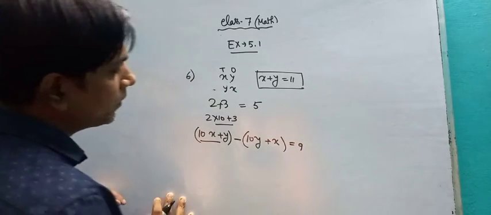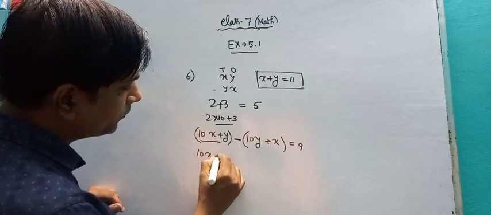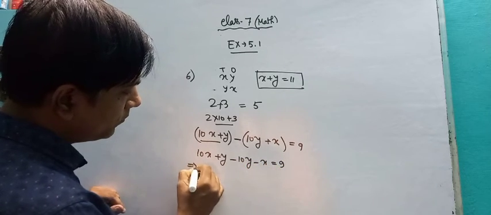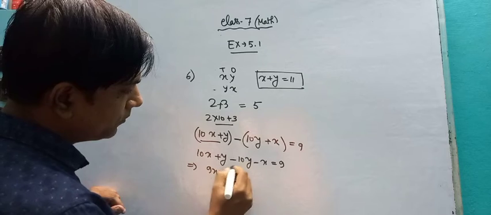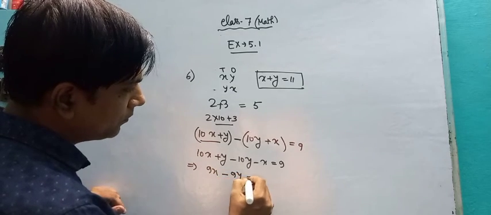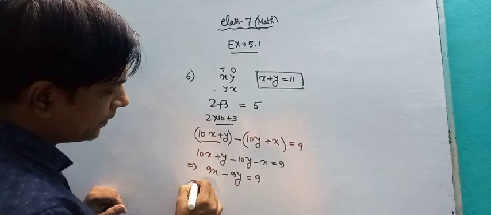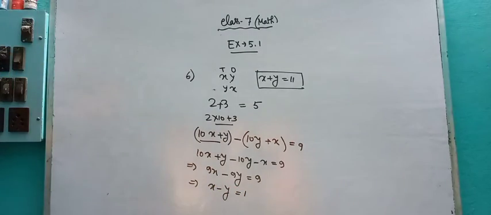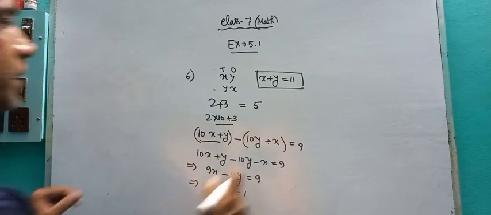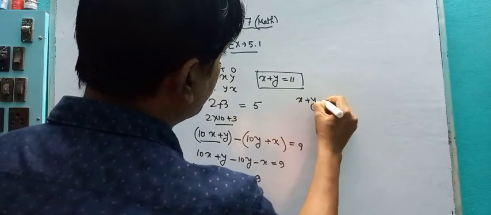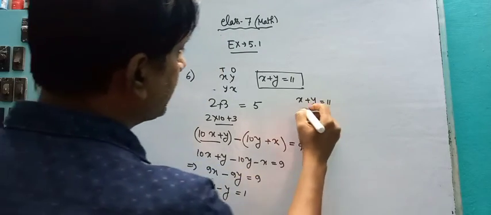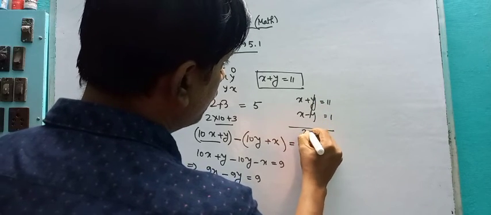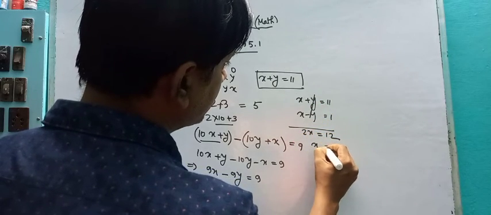The difference is 9. Okay, so whatever you get, 9x minus 9y, you get the answer 9. Take the common factor: x minus y is equal to 1. Now the original equation is what? x plus y is equal to 11. Here you get x minus y is equal to 1. Do the cancellation: 2x is equal to 12. The x value is 6.